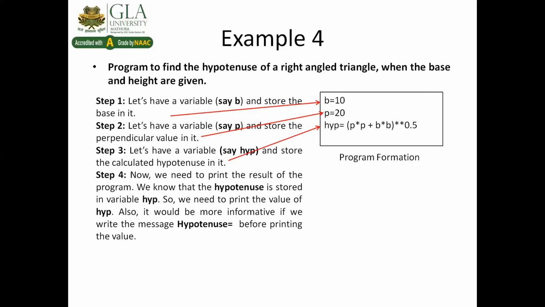So in order to make my result more informative, I will use hypotenuse equal to before printing the result. So I will write print hypotenuse equal to the value of hyp. The output would be, in this case, hypotenuse equal to 22.36, because when the values of b and p are 10 and 20 respectively, the hypotenuse calculated would be 22.36.